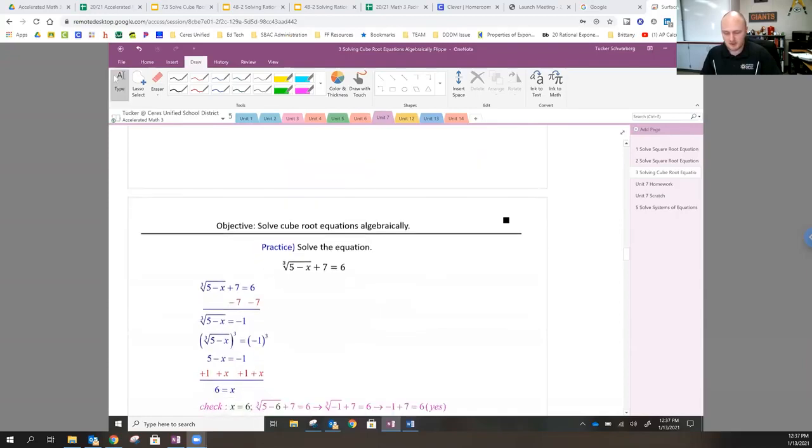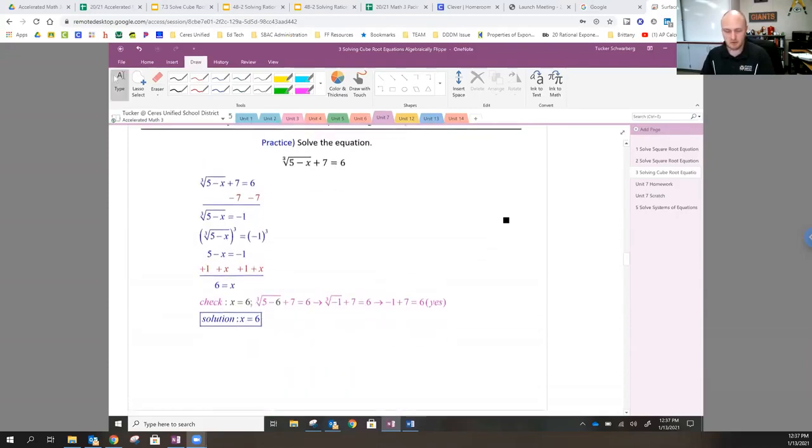Okay, so here is the solution. Okay, so x equals 6. On this one, I mean, not much. You're going to subtract 7 on both sides. You'll cube both sides, and then you'll solve 5 minus x is equal to -1. And you get x equals 6, and you check it. That's the answer.